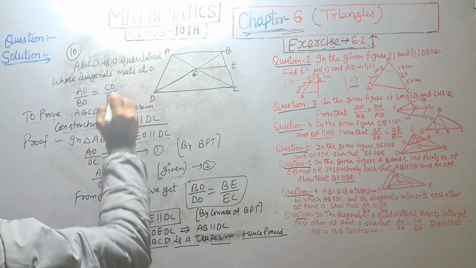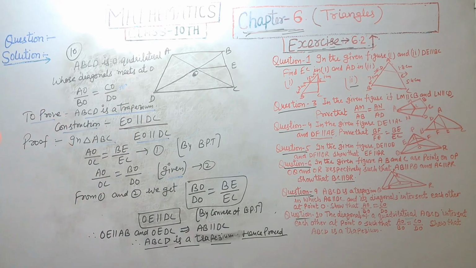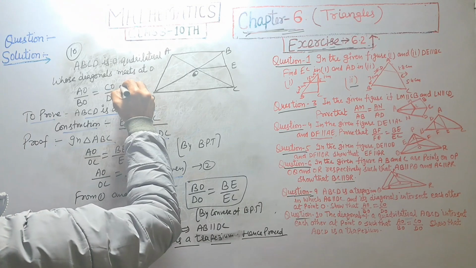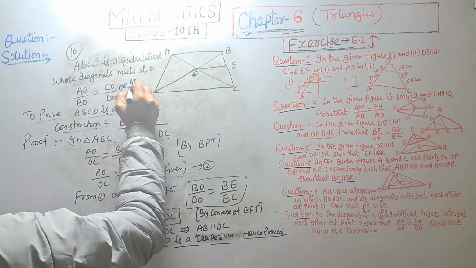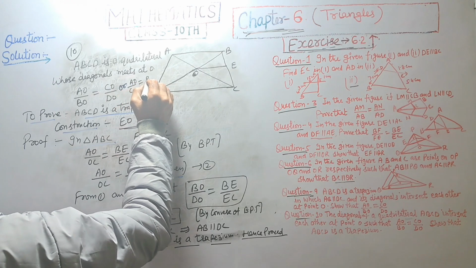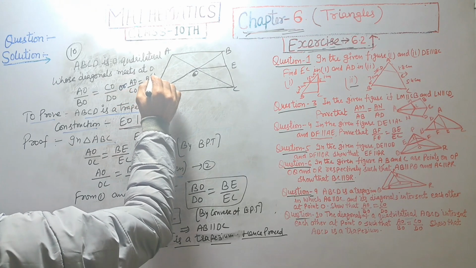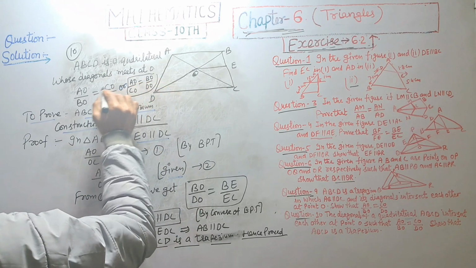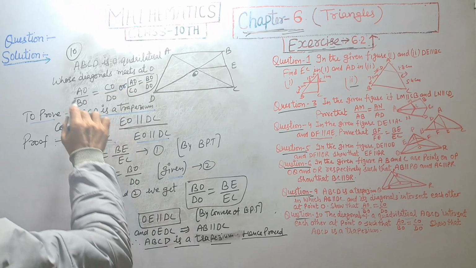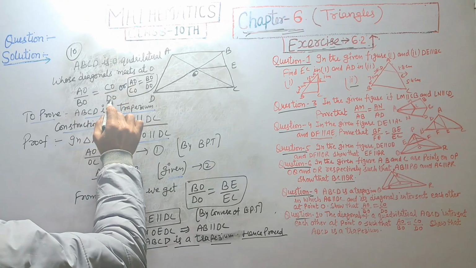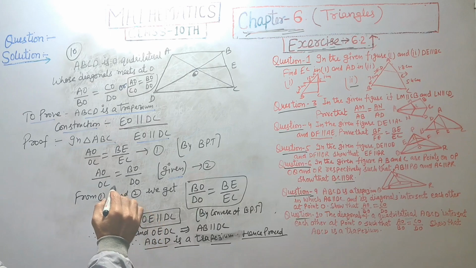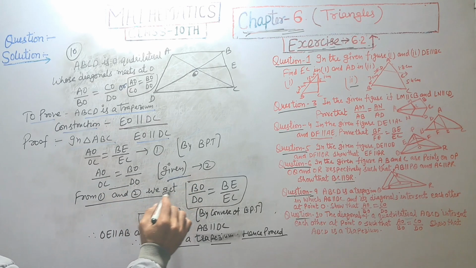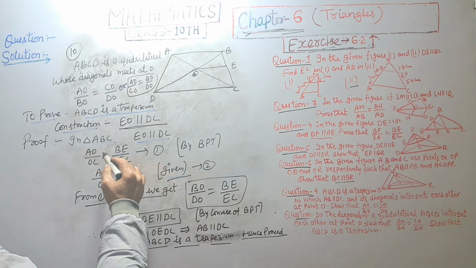Or AO upon CO is equal to BO upon DO. AO upon BO equal to CO upon DO can be written as AO upon CO equal to BO upon DO. Then it's equation number second. It's given, and from equation first and second we get BO upon DO.